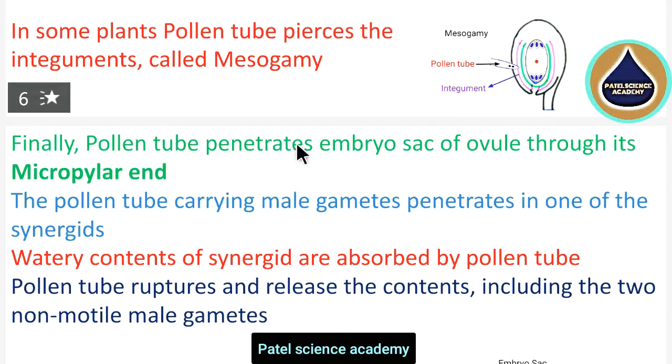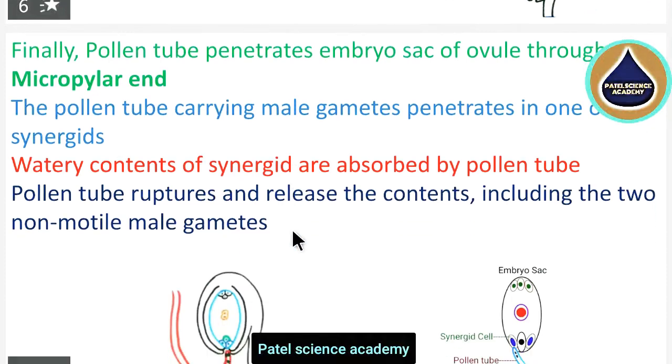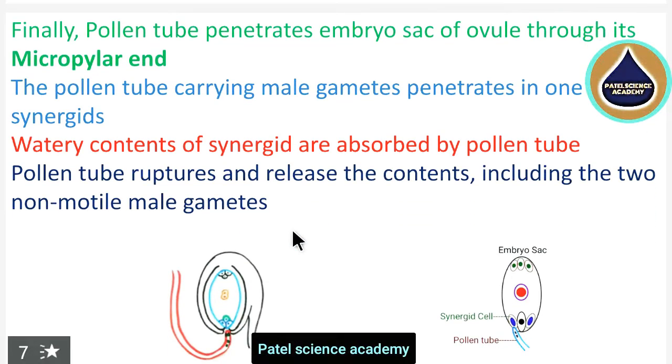Finally, the pollen tube enters or penetrates into the embryo sac of the ovule through its micropylar end, by porogamy. The pollen tube carrying the male gamete penetrates into one of the synergids. As you know, these are synergid cells. This is the micropyle region, this is the chalaza region, and at the center there are two secondary nuclei. And this is the egg. Besides the egg, the cells are called synergid cells. So the pollen tube carrying the male gamete penetrates into the synergids.